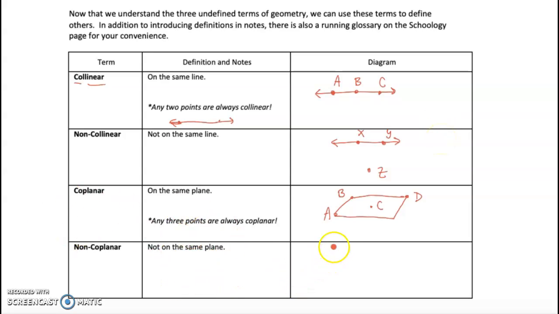So if you wanted to draw a little sketch of that, you'd simply draw a plane. You put some point down here beneath it that's not on it, maybe call it A, and then a couple points on the plane here. So in this case, B, C, D, and A are non-coplanar because they're not all on the same plane.